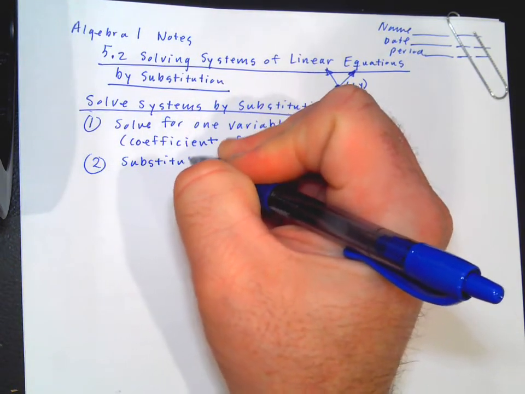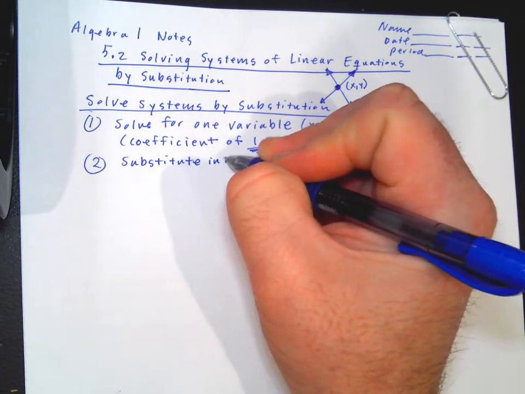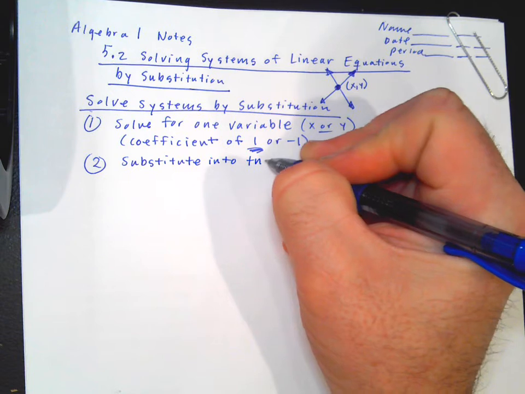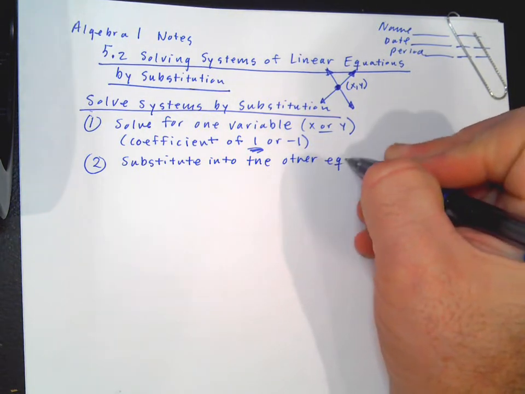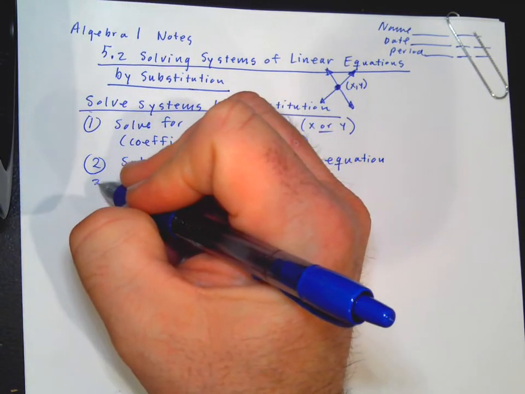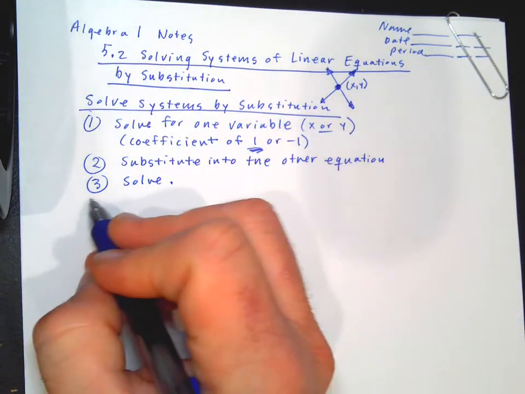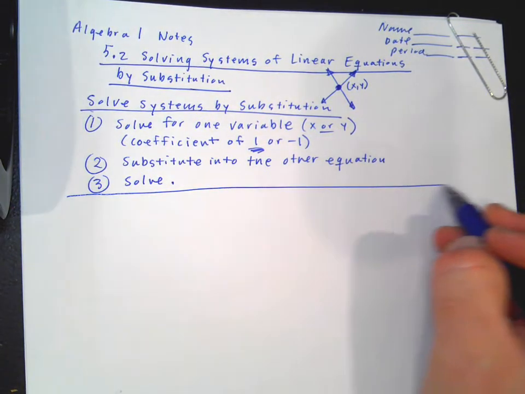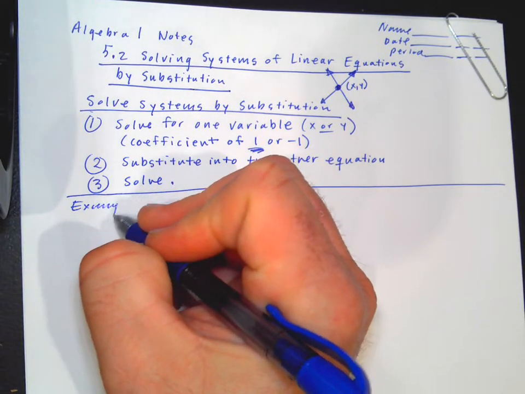The second step is going to be substitute into the other equation. And the third step is going to be solve. So I'll show you what this means with an example. So this will be example 1. We're going to do 4 examples today.